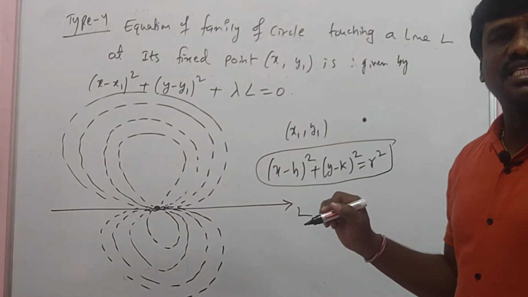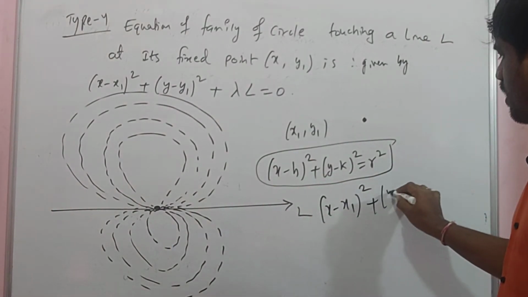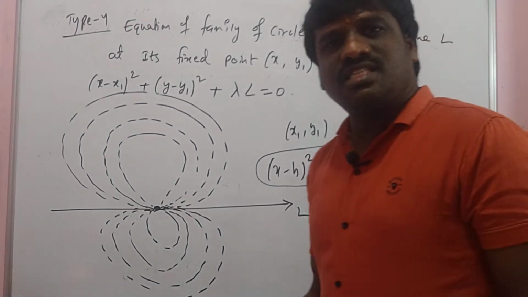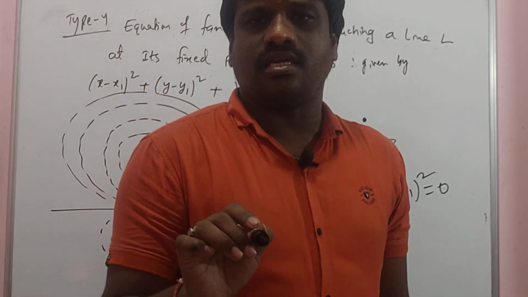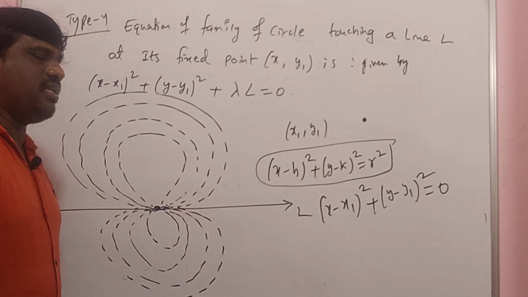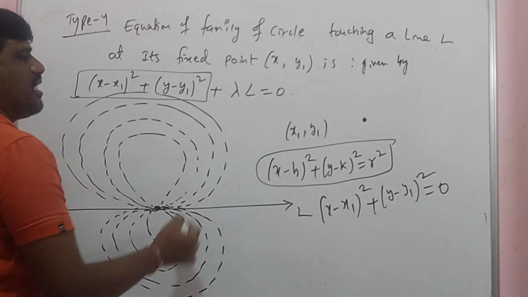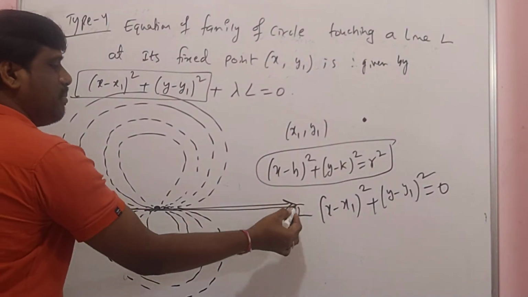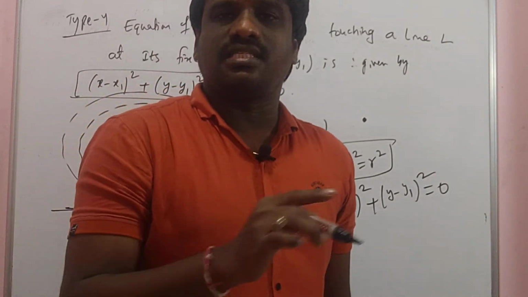But when a point circle is given, I can write (x minus x1) whole square plus (y minus y1) whole square, and the radius is 0 units, because it is a point circle. So (x minus x1) whole square plus (y minus y1) whole square is equal to 0. It is a circle equation, and lambda times L is the given line. When the line and the point are given, we can find the equation of the circle. So this is type number 4.